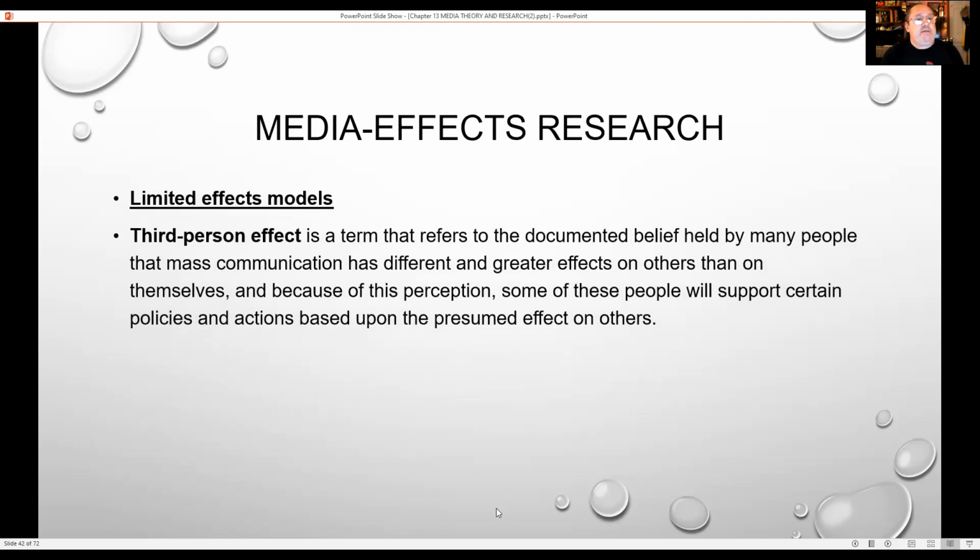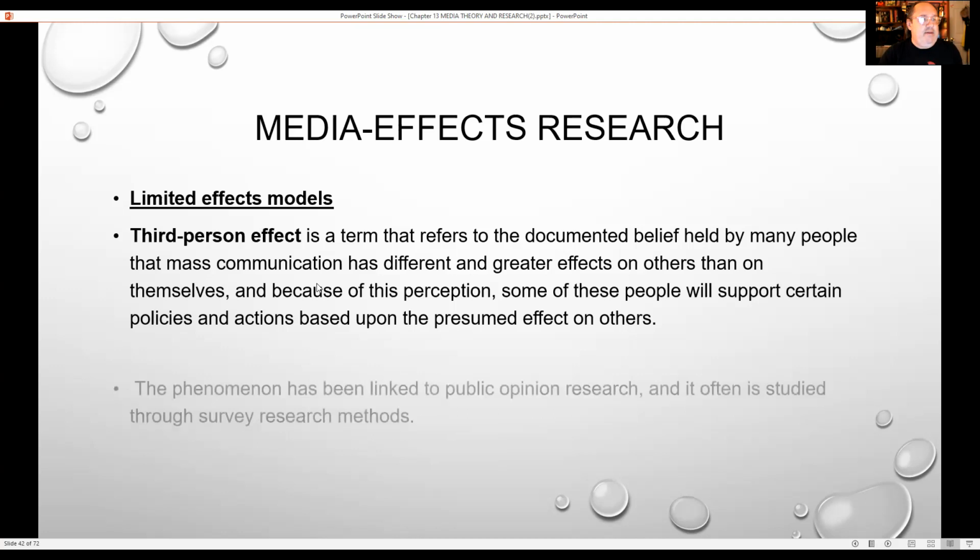The third person effect is a term that refers to a documented belief held by many people that mass communication has different and greater effects on others than on themselves. So this is something, I earlier mentioned that some people don't think you can quantify this. This is something that can be quantified. They were able to find people who would say, no, I'm not affected by media. It doesn't affect me one little bit. Other people, you know, they're fools. They'll do it, not me.